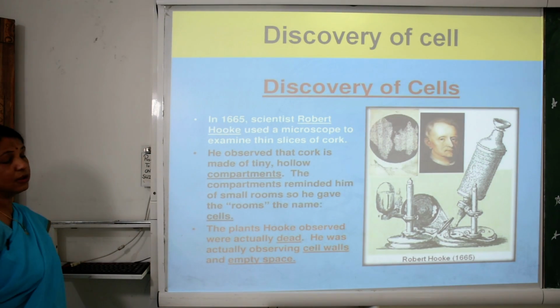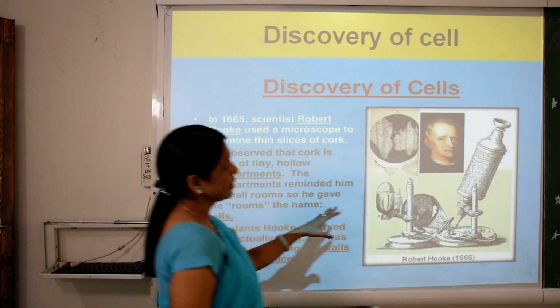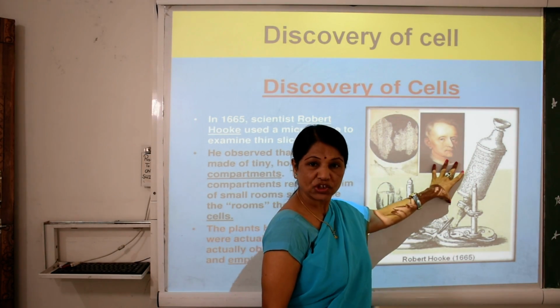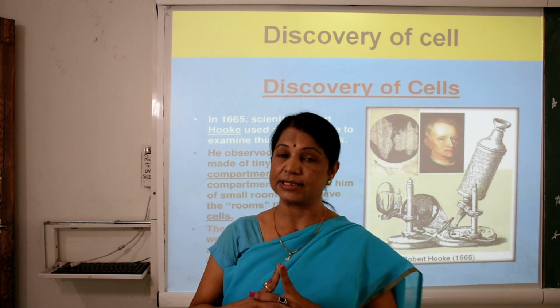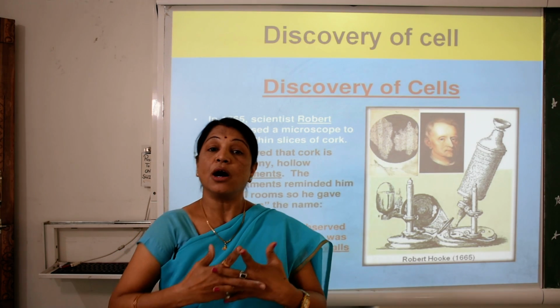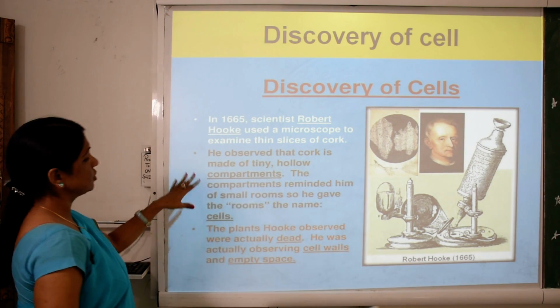So, it is called the cell. Here can you watch? It is the picture of Robert Hooke, who discovered the cell in 1665. How did he discover it, children? Here it is shown.